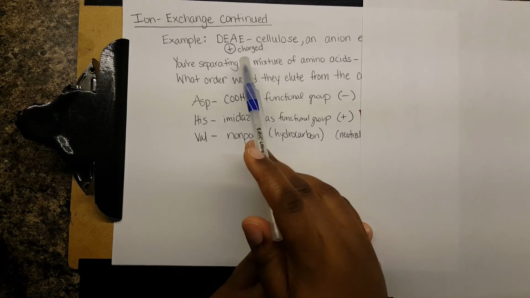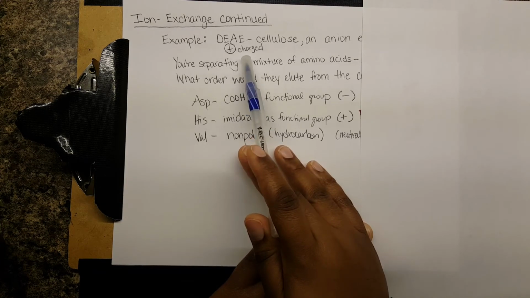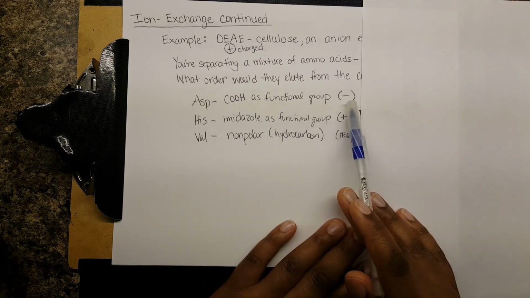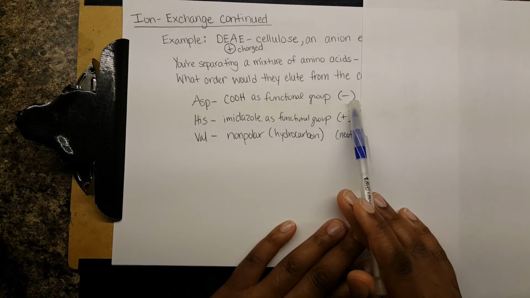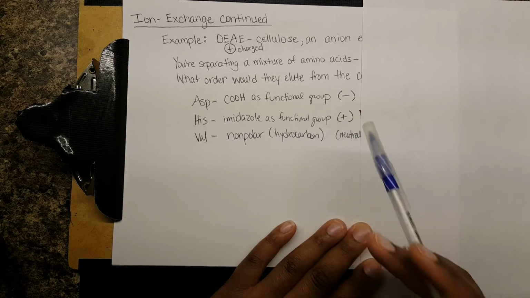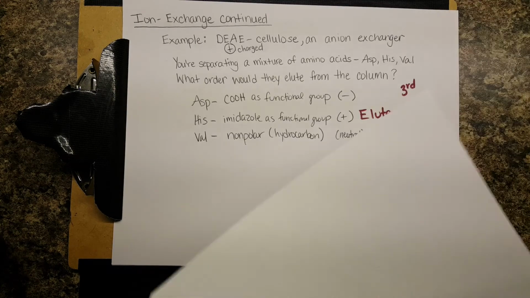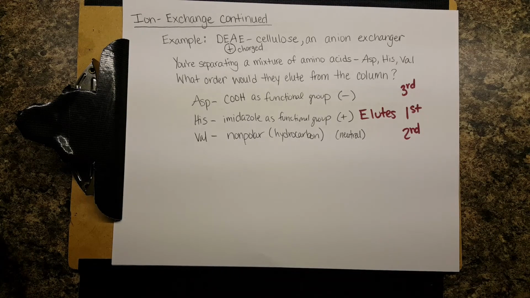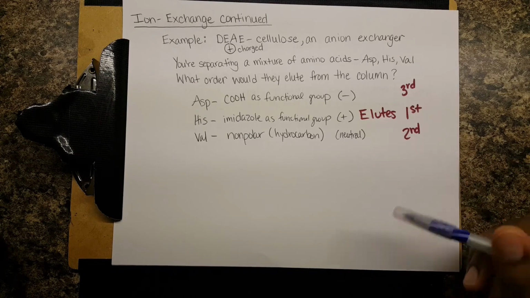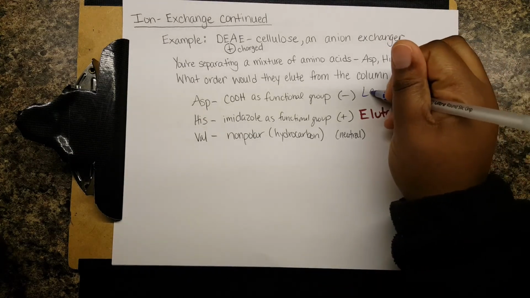If we have something that is positively charged for our resin, that means something that's negatively charged is absolutely going to love hanging out with it. So it's going to elute last. It's still early, y'all.